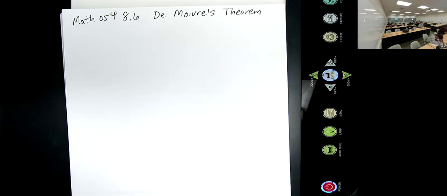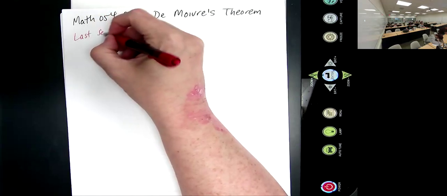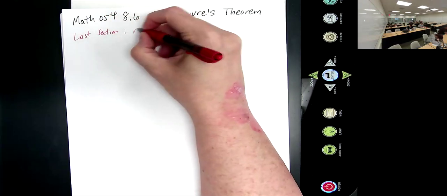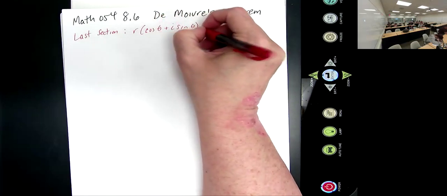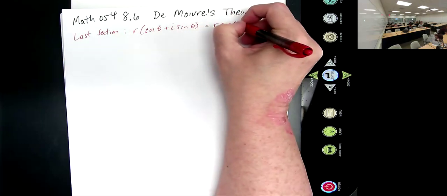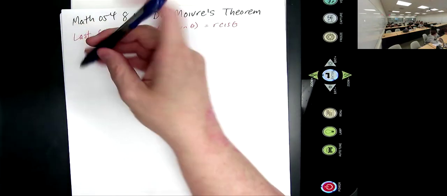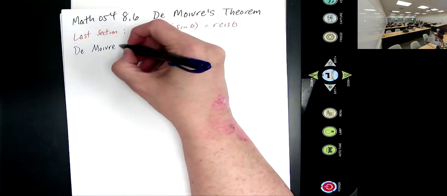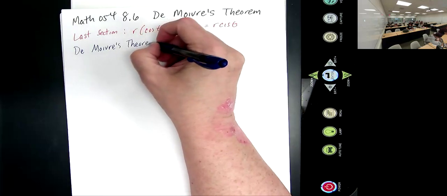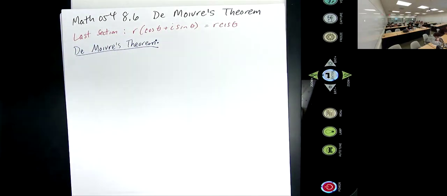And this is building on the last section. We did R cosine theta plus I sine theta was R cis theta. De Moivre adds exponents. I'd rather work out an example, and we'll see how it motivates it.